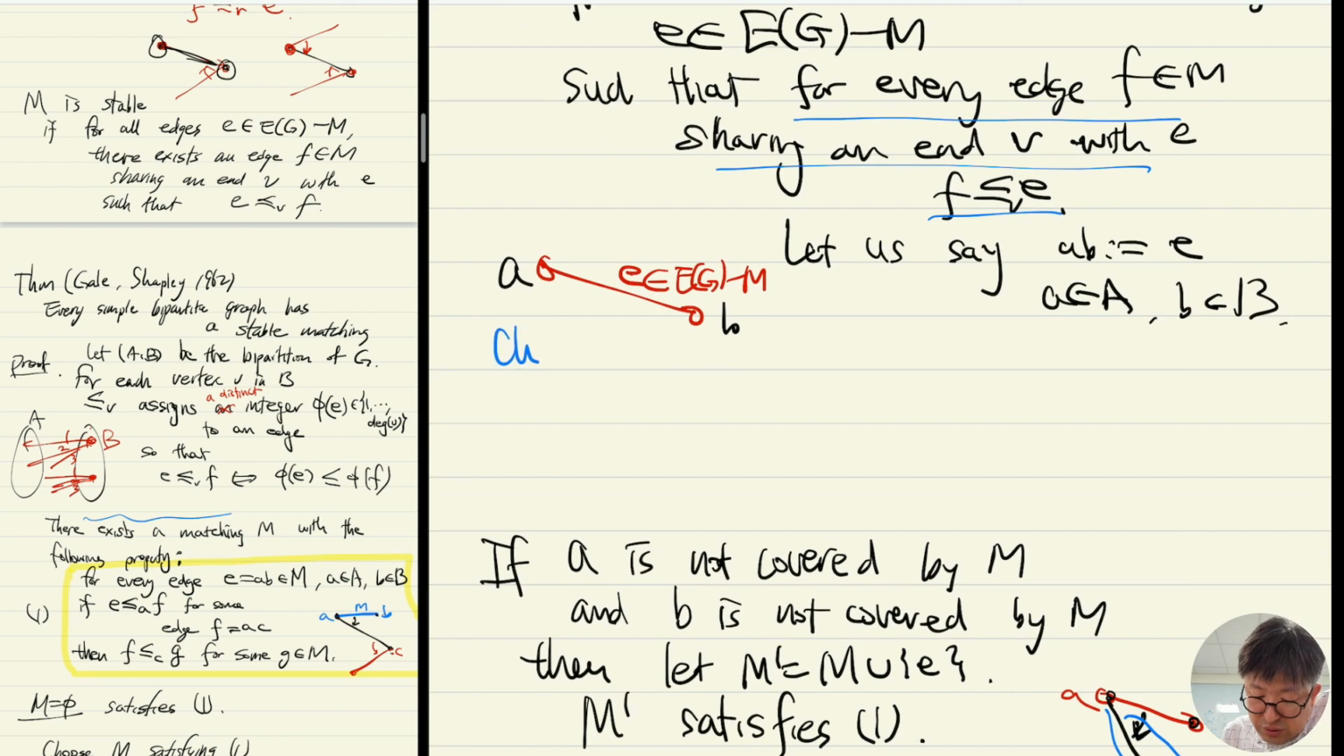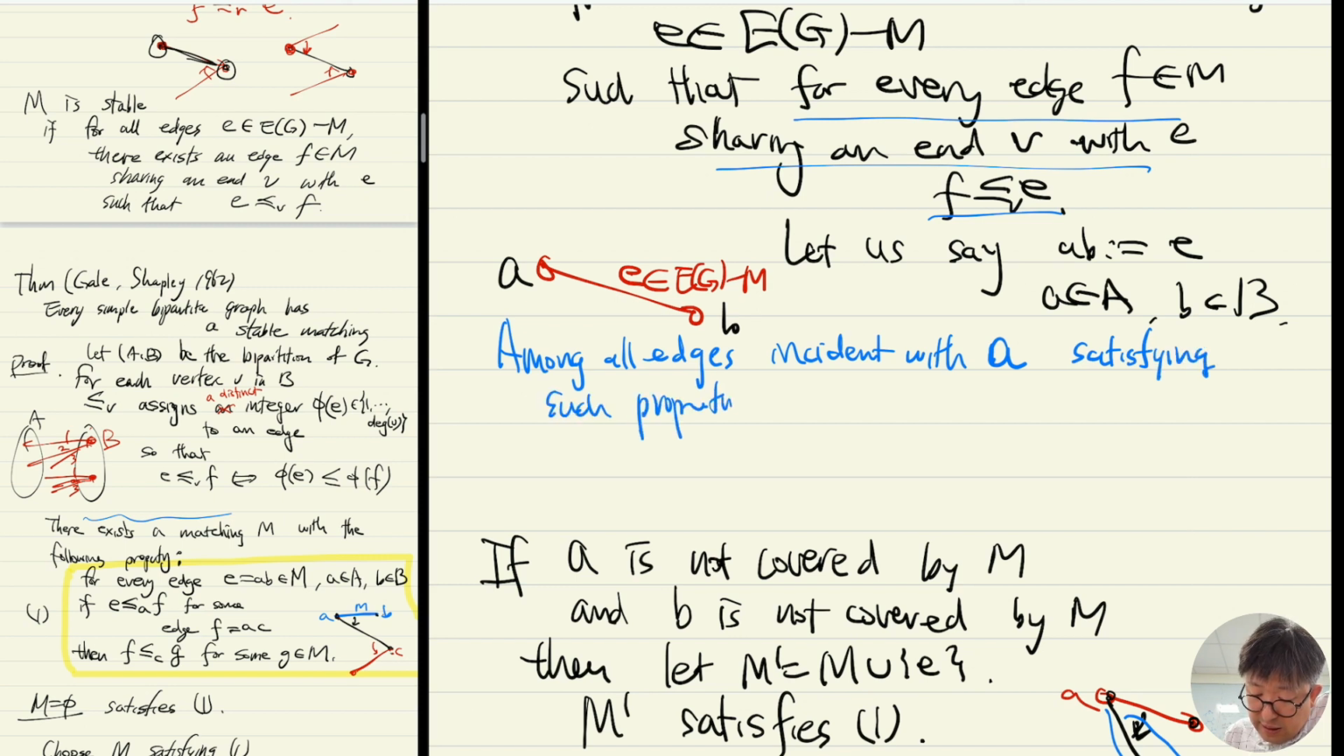So choose, among all edges incident with A satisfying such property, choose the most preferred edge by A.